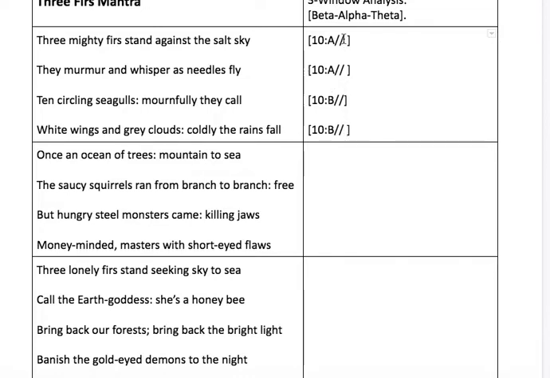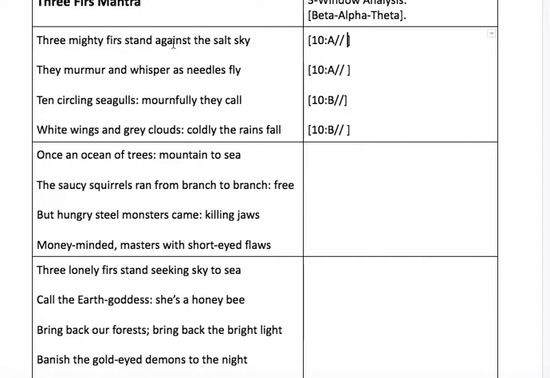So now that's our beta level analysis. We're moving into the alpha level. So remember, in the alpha level, what we're looking for is similes, metaphors, personification. Those are kind of our comparative tools. But at the same time, we're also looking for alliteration, assonance, and anaphora. And those are kind of our wordplay tools. So we've got a few different things going on here.